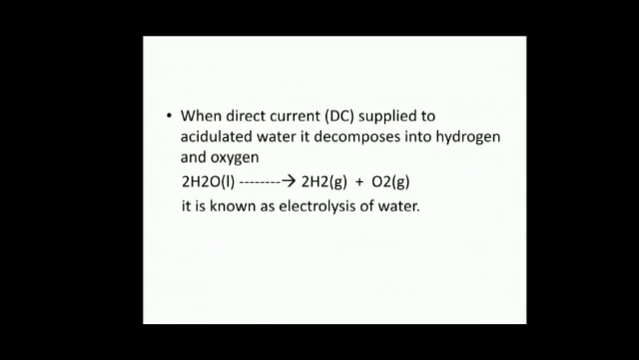Now look at the equation. What we can write is, when direct current is applied to acidulated water, it decomposes into hydrogen and oxygen. And here is the equation. Now one more word, acidulated. What is the meaning of this acidulated water? Acidulated means water mixed with a few drops of sulfuric acid. Now why do we do this? Since we know, students, that pure water is a poor conductor of current. When a few drops of acid are mixed into water, it becomes a very good conductor. So this is required to carry out the process called electrolysis of water.